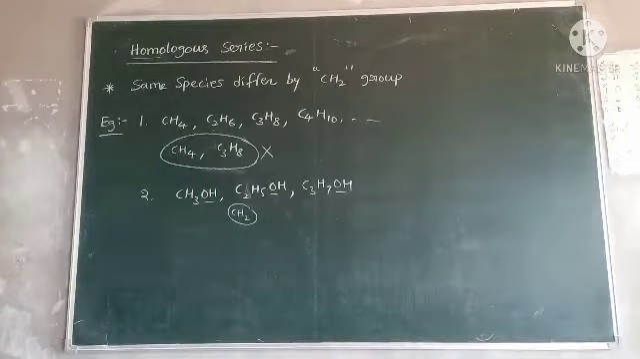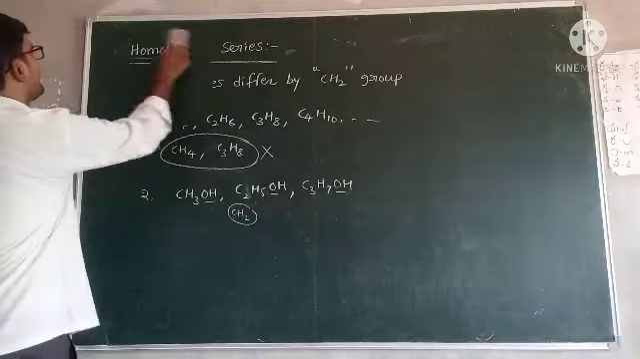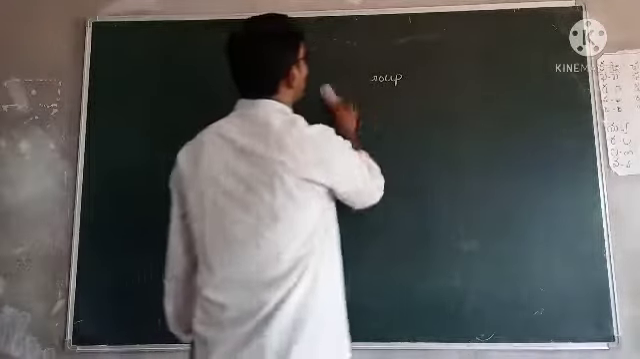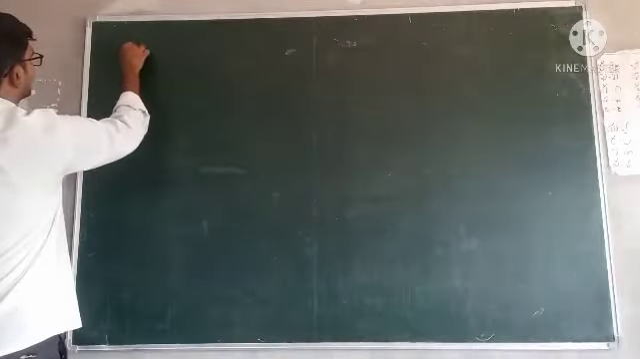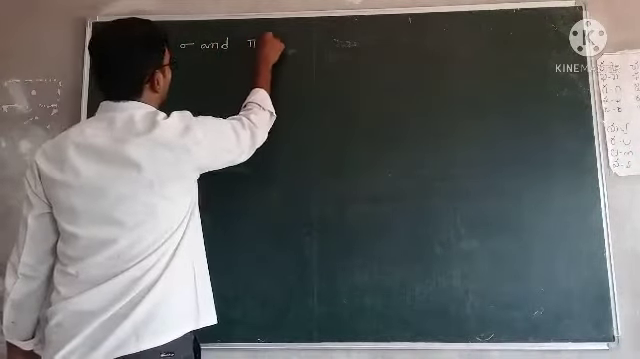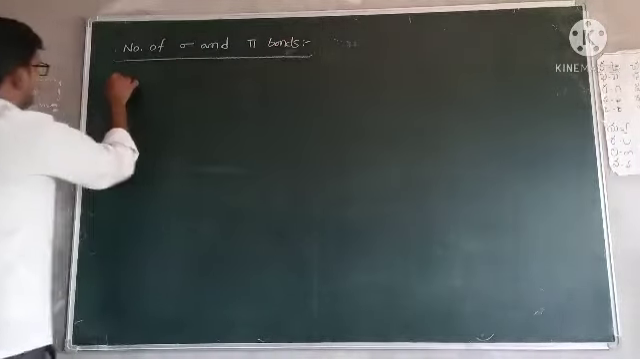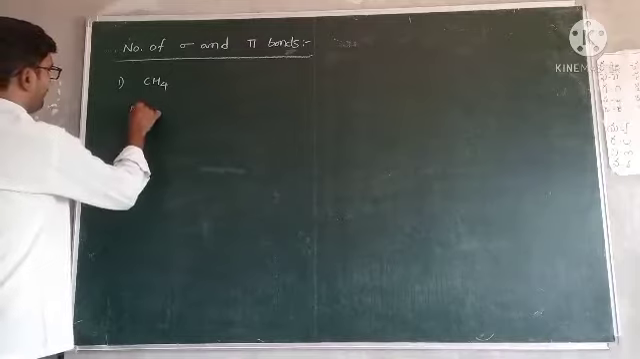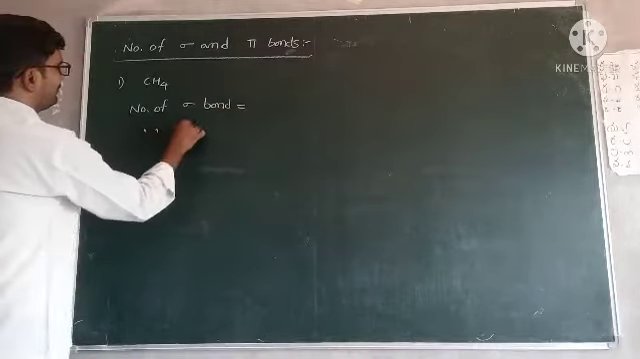Right? Next one. Number of sigma and pi bonds identification. You know that a sigma bond means only a single bond, and pi bonds are formed after the sigma bond. We need the number of sigma and pi bonds in a given organic compound. Okay, first one. For example, CH4. How many sigma bonds are present? Number of sigma bonds, number of pi bonds.